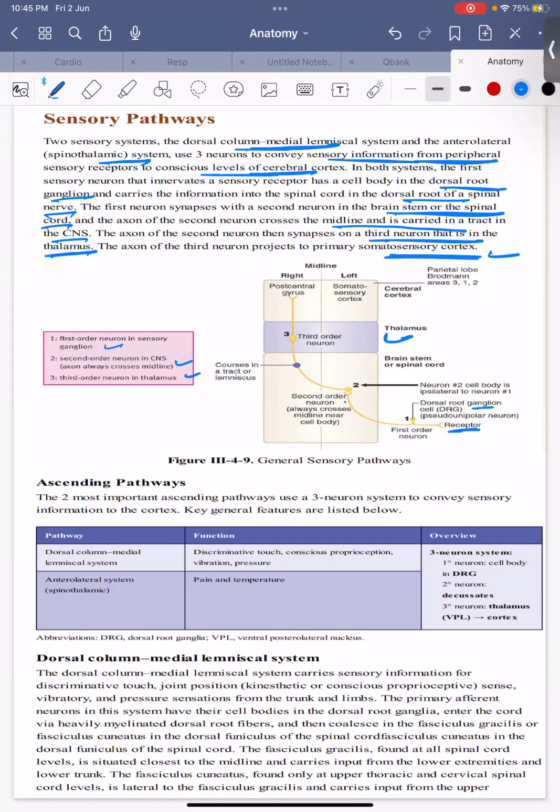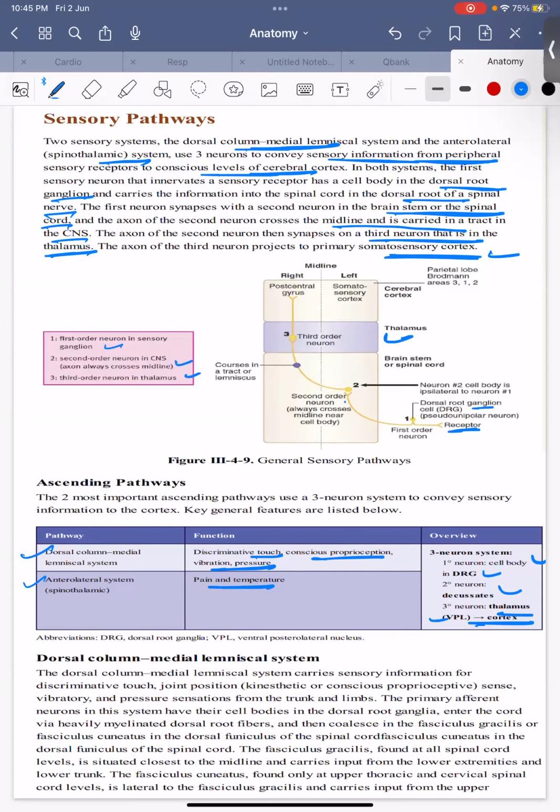Now let's talk about the ascending pathways. We have two types: the dorsal column medial lemniscus and the spinothalamic tract. Dorsal column medial lemniscus carries discriminative touch, conscious proprioception, vibration and pressure, very important. And spinothalamic carries the pain and temperature sensation. We have three neurons. The first neuron cell body is in the dorsal root ganglia. The second one decussates and goes to the contralateral side. And the third one is in the thalamus, usually the ventral posterolateral nucleus of the thalamus.